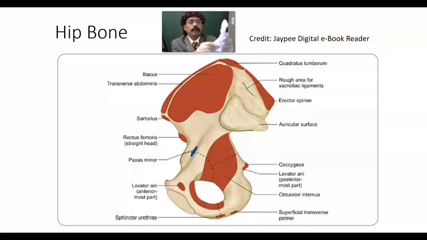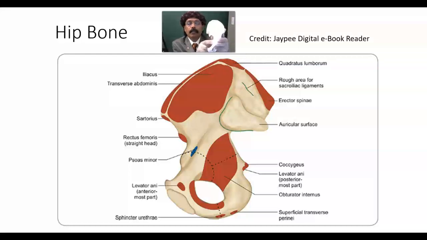Okay, and this blue line indicates the attachment of the ventral sacroiliac ligament here, and this rough area for the interosseous sacroiliac ligament. We'll get the dorsal sacroiliac ligament. We'll also get the attachment of the ilio-lumbar ligament here.